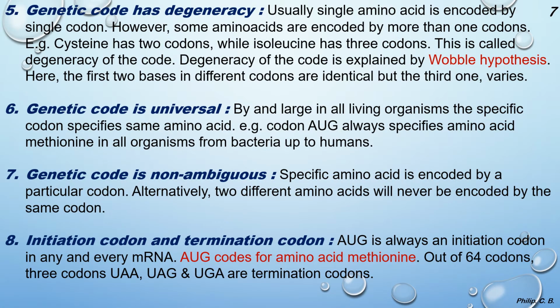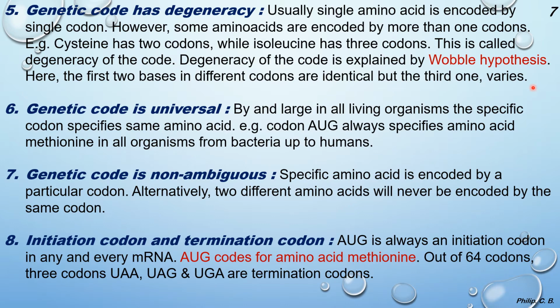Now, the fifth one, genetic code has degeneracy. That is, usually a single amino acid is encoded by a single codon. However, some amino acids are encoded by more than one codon. Example, cysteine has two codons while isoleucine has three codons. This is called degeneracy of the code. Degeneracy of the code is explained by the Wobble hypothesis. Here, the first two bases in the different codons are identical, but the third one varies.